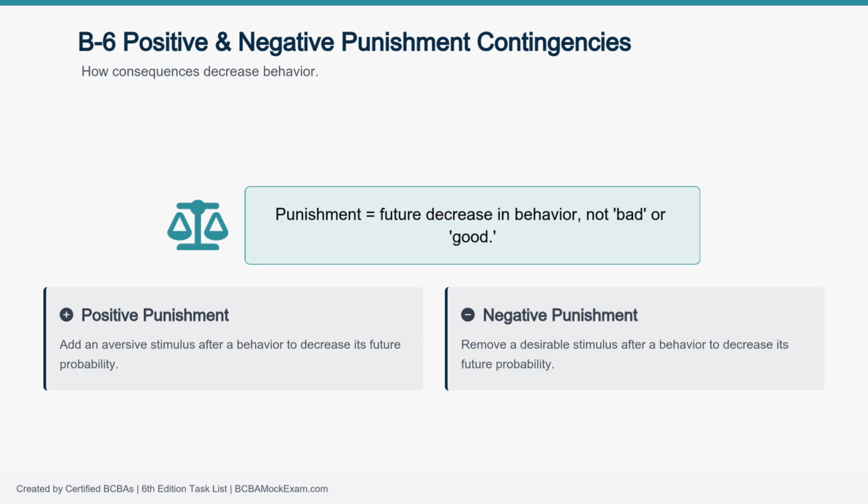Positive punishment refers to adding an aversive stimulus after the response: extra chores, extra practice drills, an unpleasant task, and over time the behavior decreases. Negative punishment refers to removing a desirable stimulus after the response: loss of tokens, loss of screen time, loss of a privilege, and again the future rate of behavior drops. When you face a B.6 item, ignore your emotional reaction to the scenario and instead track the pattern. What was added or removed, and did they clearly tell you that the behavior decreased over time?